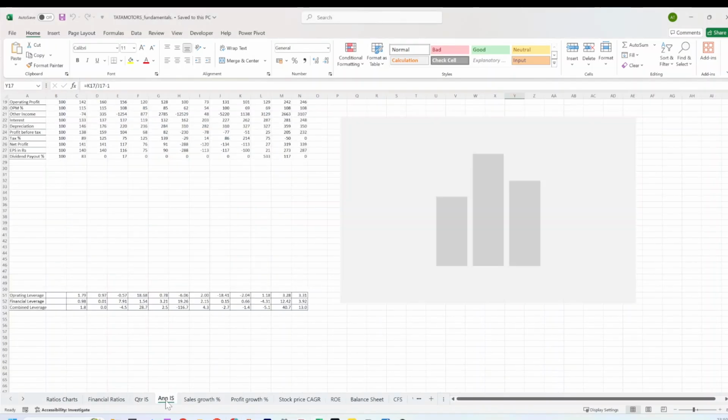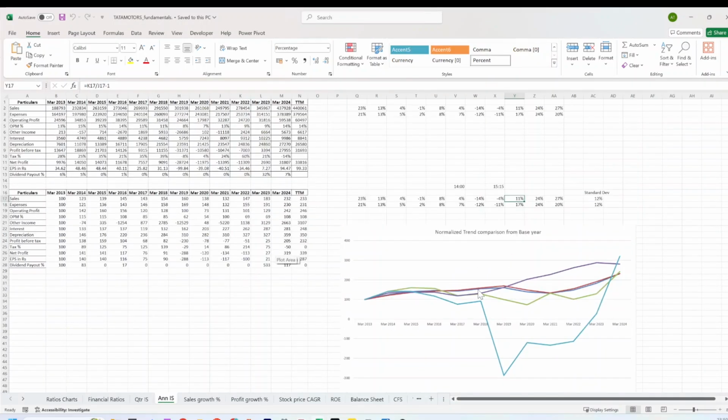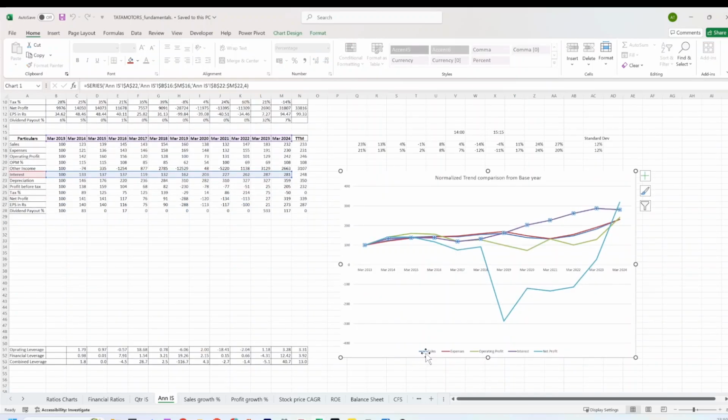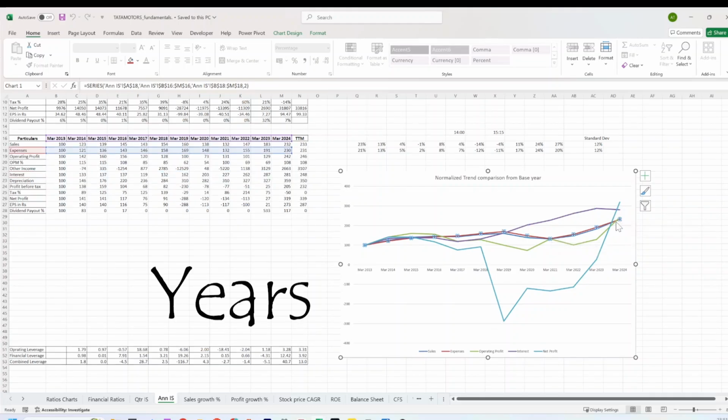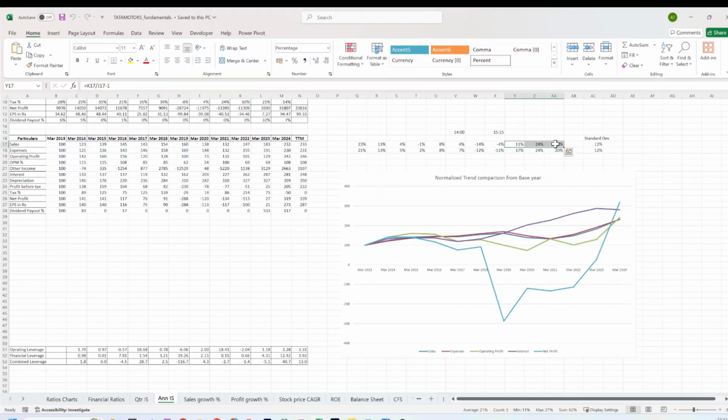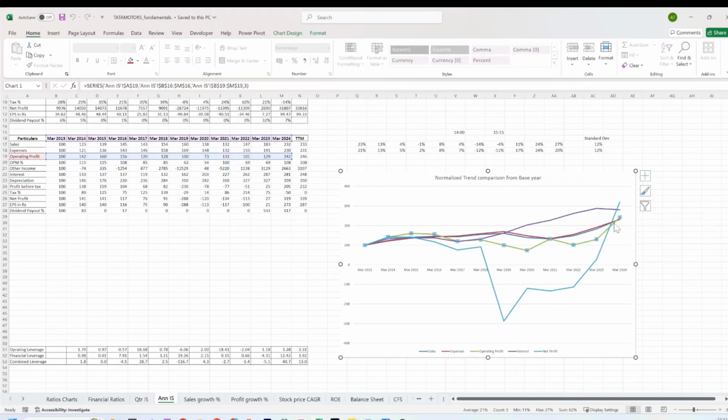First, let's check the annual income statement trends. So, here we have our trends, which we can easily compare. The base year for all the components starts from 100, and here we can see the trends. In this trend line, we have sales, expenses, operating profit, interest, and net profit. Sales have been at an upward trend for the last 4 quarters with an average of 21%, in line with our profit margins. But as you can see, our net profit is increasing disproportionately with the sales. So this also indicates that the company is operating at high leverage.